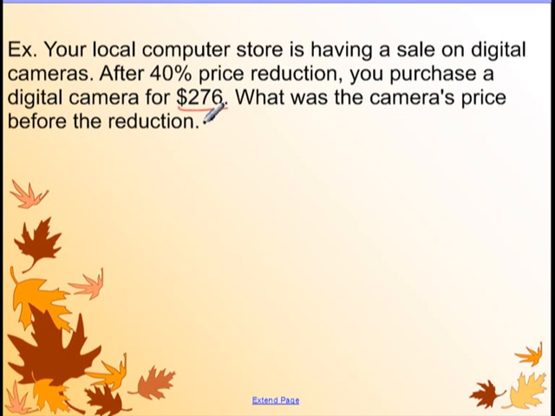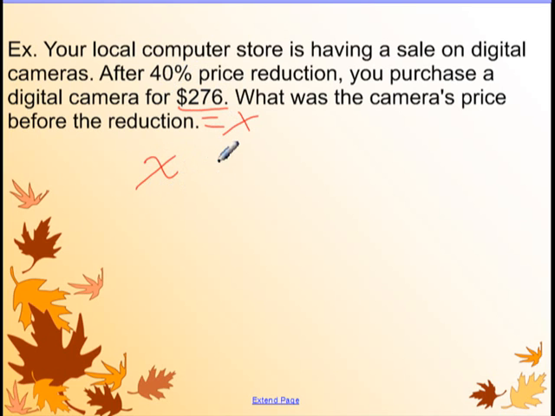So I'm going to let X be the price before the reduction. If I take X and reduce that price by 40%, I have to think about how I would do that if I knew what X was. There's more than one way to do that, but one way might be to say, all right, let me take that price, figure out what 40% of that price is, and subtract it.